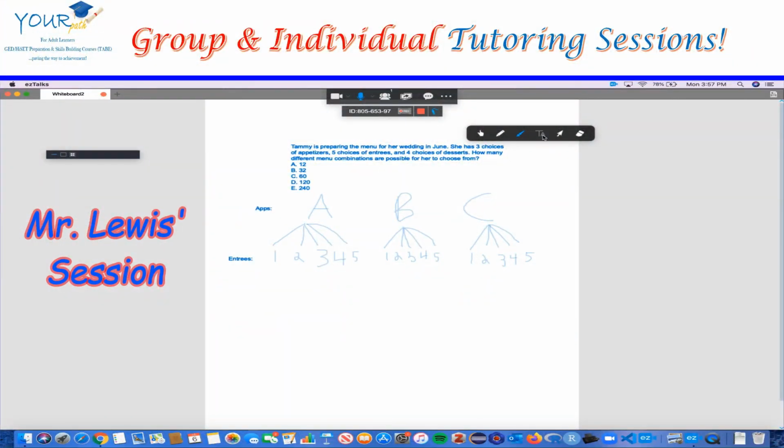So for every choice of entree plus appetizer, we'll have 4 choices of desserts. And we'll call those lowercase a, b, d. I won't finish drawing out all the combinations because there are many. But we should be able to see that to get the total number of combinations possible, we would multiply the 3 numbers: 3 times 5 times 4 to get a total of 60 different combinations.